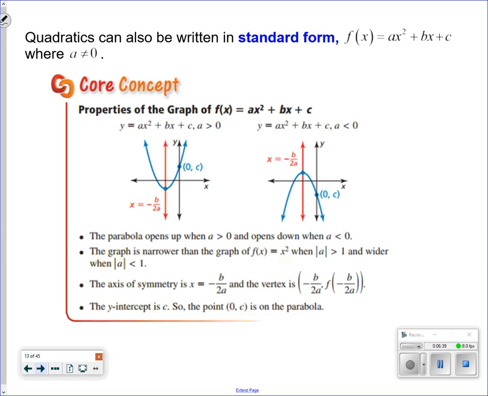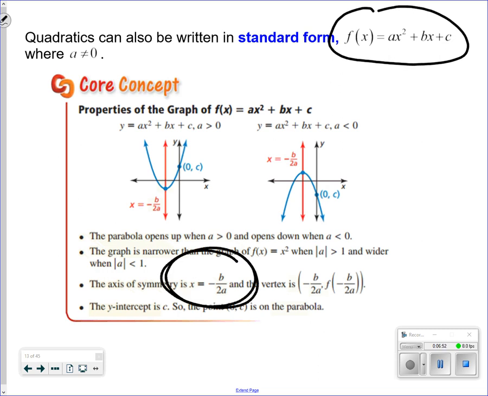Speaking of, here's standard form. So we have our second form now. This is a new one. y equals ax squared plus bx plus c. If you have something in standard form, you need this formula right here. Write that down. Very important.